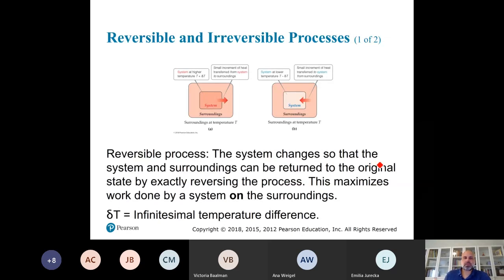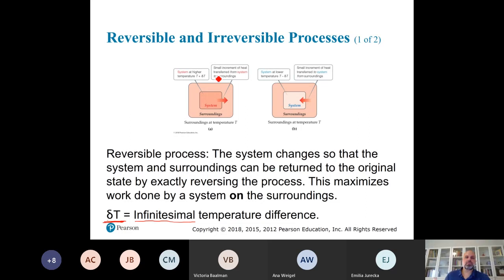this part's a little bit more abstract when we talk about reversible and irreversible processes. So a reversible process, the system changes so that the system and the surroundings can be returned to the original state by exactly reversing the process. This maximizes the work done by a system on the surroundings. And this is the key for a reversible and irreversible process: the delta T, or the change in temperature, is infinitesimally small, right? We're talking about an infinitesimally small temperature difference that's occurring here.